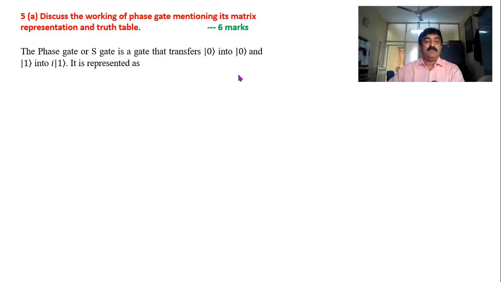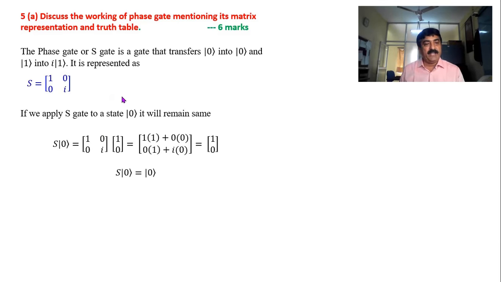So this one, phase gate, is also known as S gate. It transfers 0 to 0 only. Ket 0, there will be no change, but ket 1 changes into i ket 1. So ket 1 changes to i ket 1, and this is the matrix form. Phase gate is represented by S is equal to [1 0; 0 i]. So you have to remember the matrix form of each and every gate.